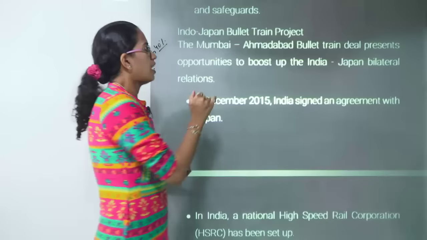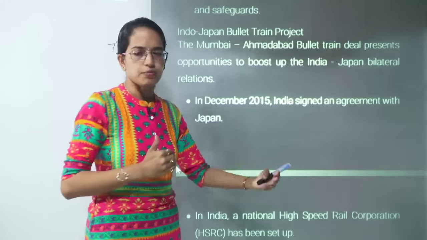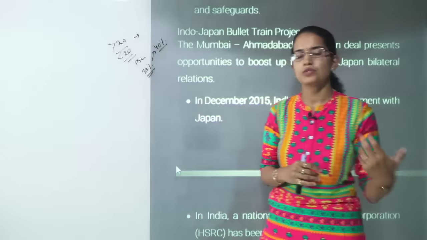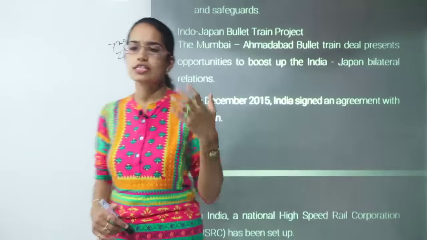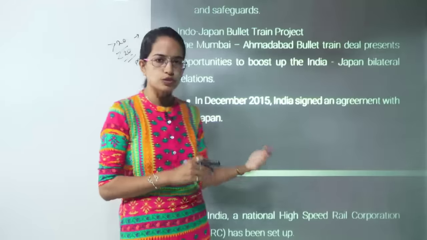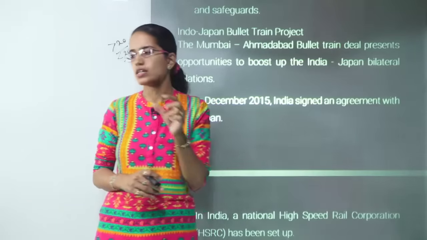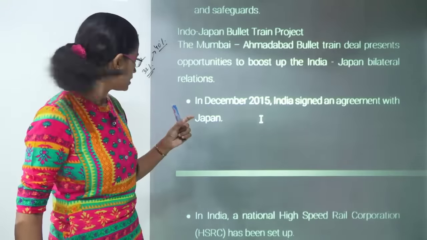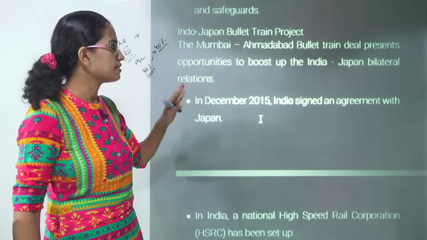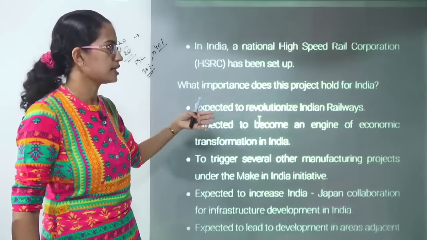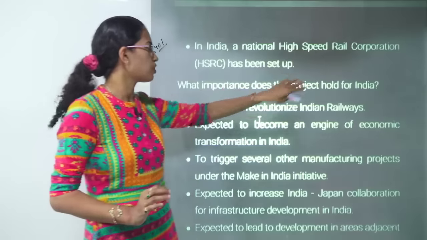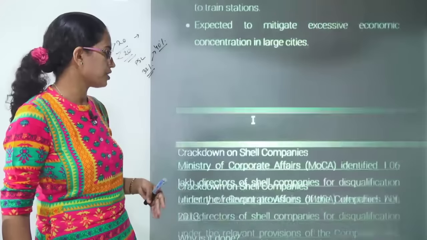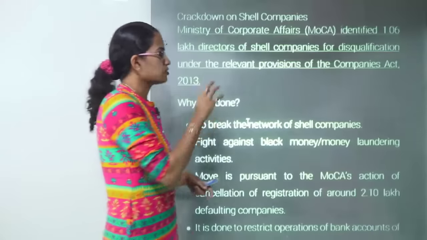The next is a bullet train that is being proposed in collaboration with Japan and India. The first is proposed between Ahmedabad and Mumbai. This agreement was first signed in 2015. In between there was a period of slump where relations between India and Japan fluctuated, and later this project started again. Now the High Speed Rail Corporation has been set up, and we plan to have bullet trains by 2022.